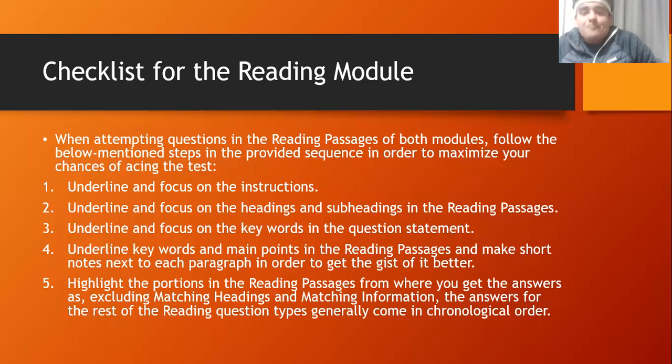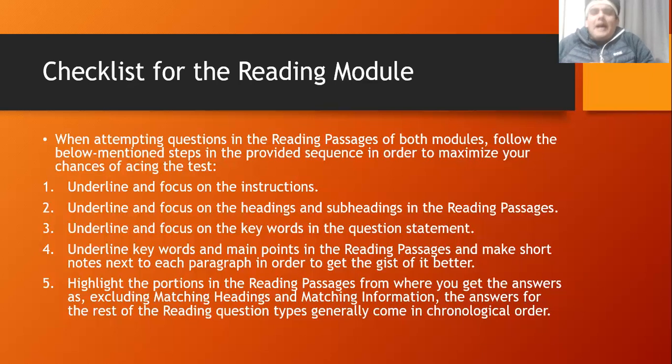Okay. Number 4, make short notes next to each paragraph in order to get the gist of it better. For example, there's a paragraph that comprises, let's say, 7 to 8 lines. Just make a short note next to it so that you understand what the main message being conveyed in this paragraph is. So when you're trying to figure out the answer to a particular question, you'll go through all the paragraphs, look at the main ideas that you've written, and that will save your time and quickly help you extract the right answer. Obviously, when we practice these tests on an individual basis, we'll understand this better once I start applying this checklist in the upcoming videos.